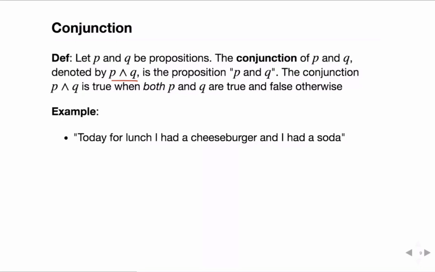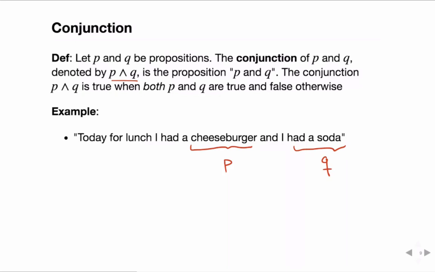So for example, let's suppose that I say the proposition, today for lunch I had a cheeseburger and I had a soda. Now, this is a conjunction of the two propositions, today I had a cheeseburger and today I had a soda. Let's say today for lunch I had a cheeseburger is P, and today for lunch I had a soda is Q. Now, if I were to say this to somebody, and it was in fact the case that today for lunch I had a cheeseburger and today for lunch I had a soda, then we would say that this was a true proposition.